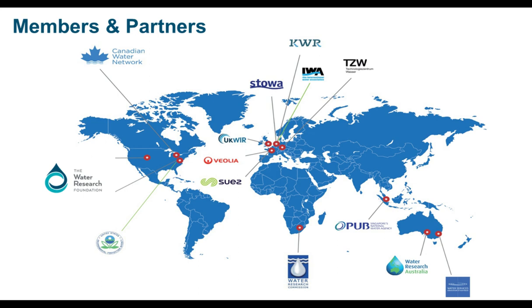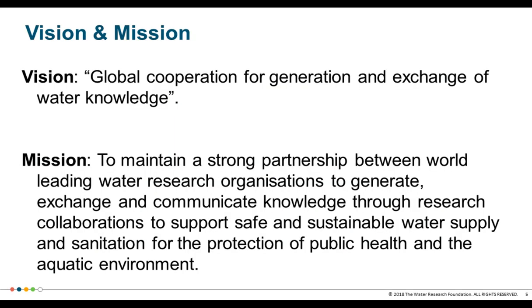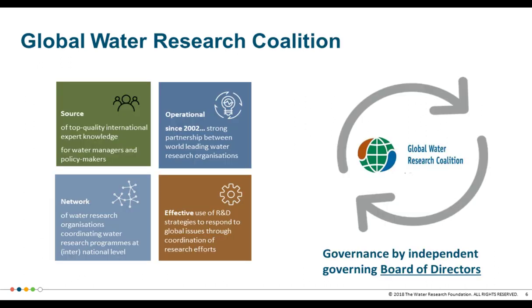So just to go through the vision and mission of the Global Water Research Coalition, really the vision is global cooperation for generation and exchange of water knowledge. And our main mission really is to maintain a strong partnership between the members and partners I've just listed, and it's really to generate and exchange and communicate our knowledge through research collaboration. And really the aim is to support safe and sustainable water supply and sanitation for the protection of public health and the aquatic environment, and we're really dealing with the entire water cycle.